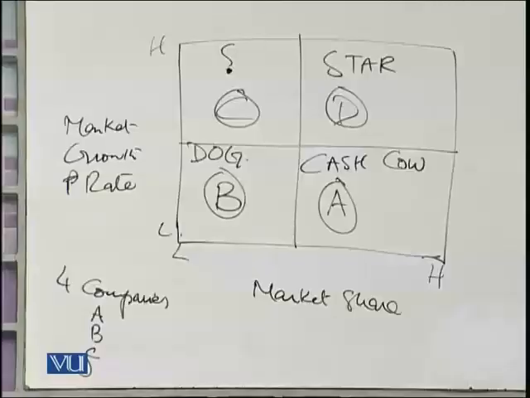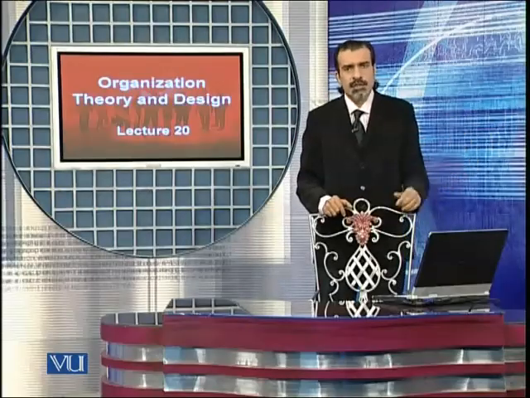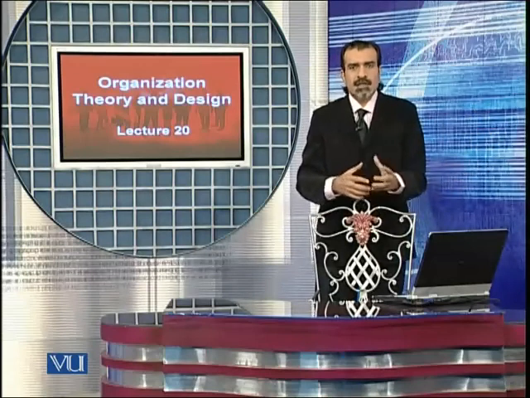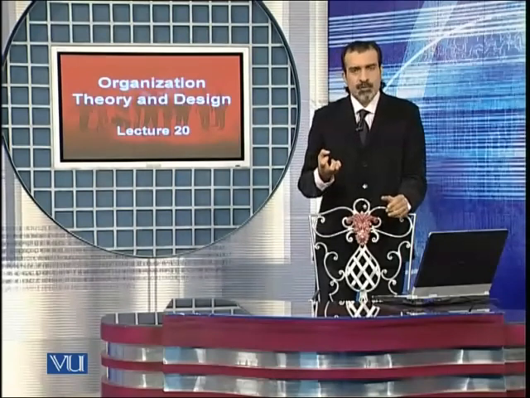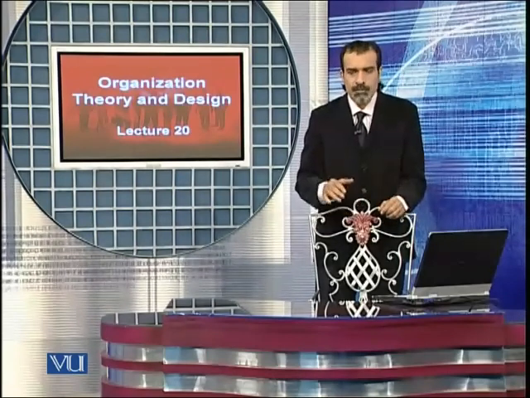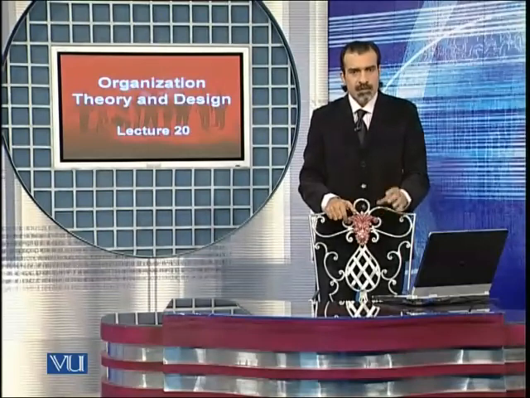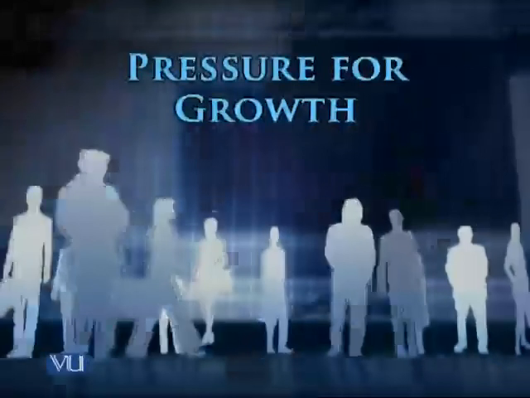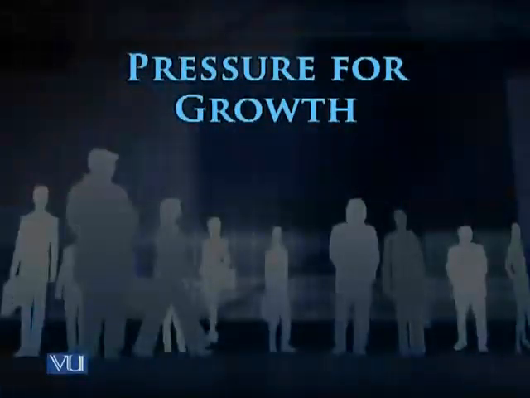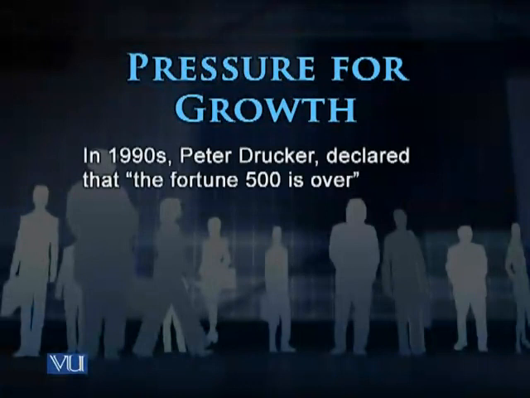Because if market share is high, then either we will be a star, or if not a star, then at least a cash cow. And cash cow means a company, product portfolio or product from which you can take a lot of cash, because right now it is giving you cash. Okay, it won't in the future, but it is giving you right now. So with size you are either a cash cow or a star. That means there is a bias towards growth. There is a pressure for growth. And this is despite the fact that in the 1990s, the famous management guru Peter Drucker declared that the Fortune 500 is over.